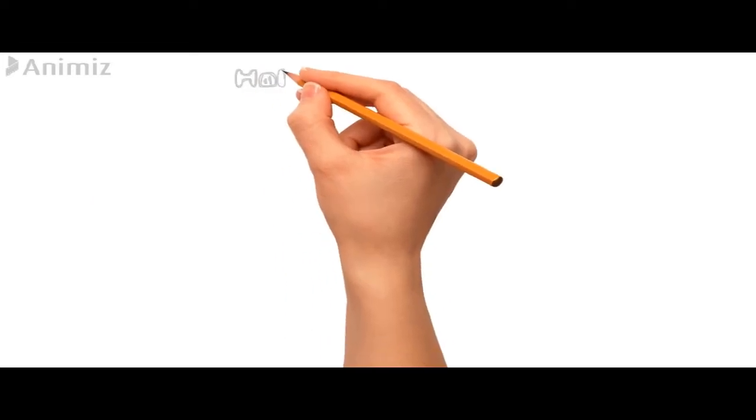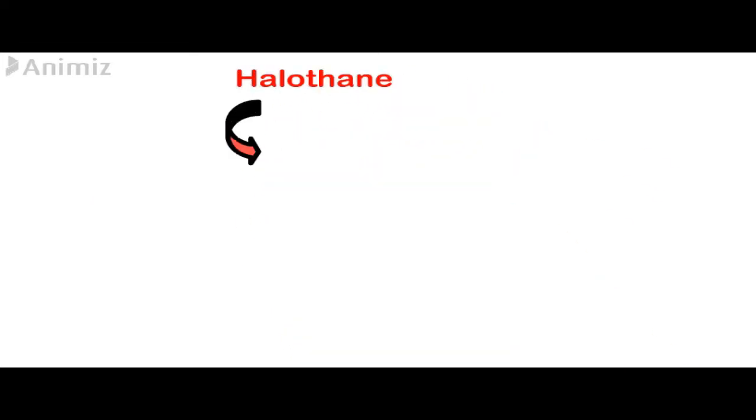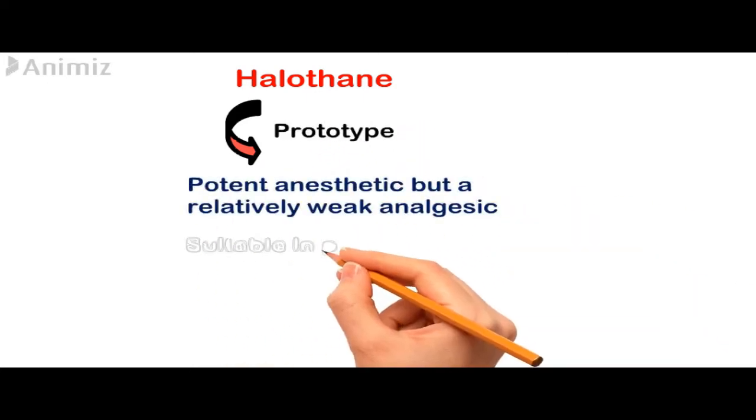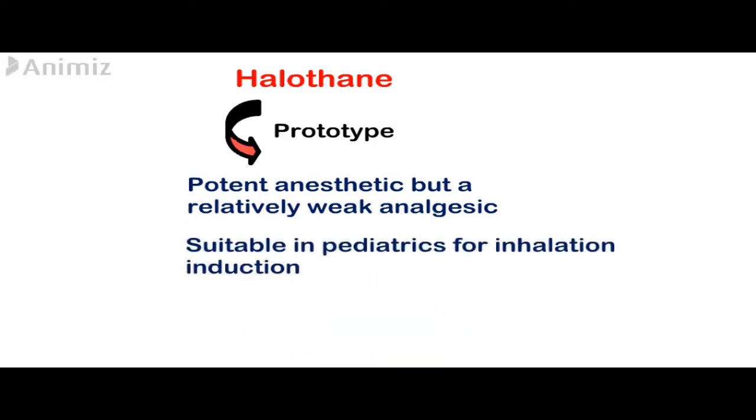receptors. Halothane is the prototype of the anesthetic to which newer inhalation anesthetics are compared. Halothane is a potent anesthetic but a relatively weak analgesic, thus it is co-administered with nitrous oxide, opioids, or local anesthetic. Because it is pleasant to odor, it is suitable in pediatrics for inhalation induction, although it is an old drug, and sevoflurane is the new agent of choice. Because of its side effects, halothane has been replaced in most countries.